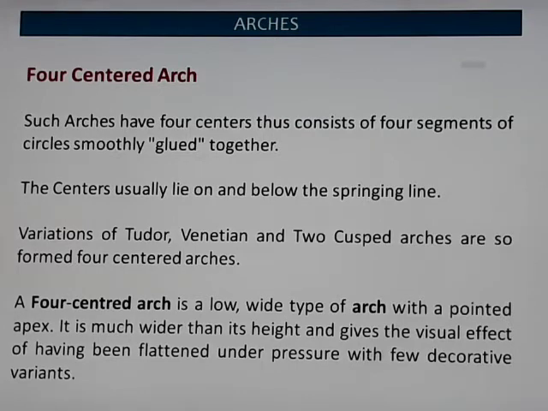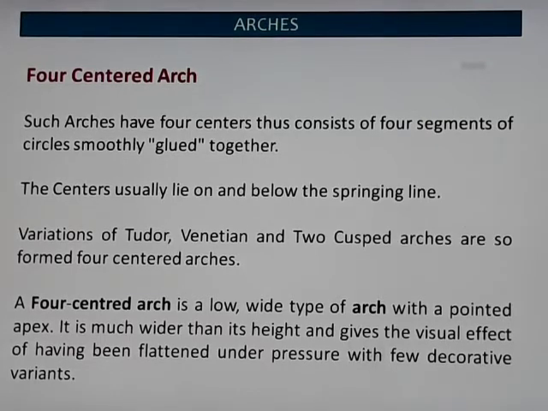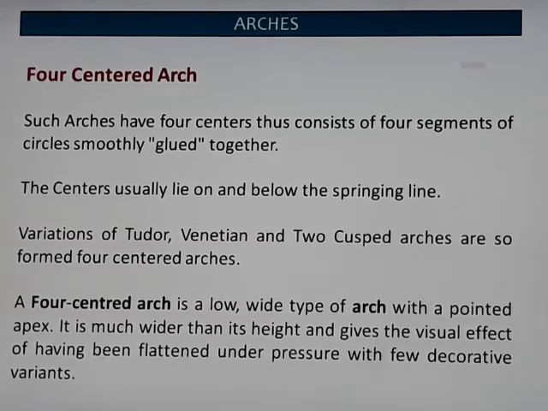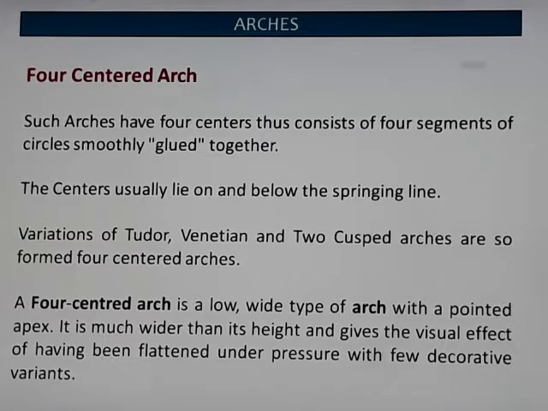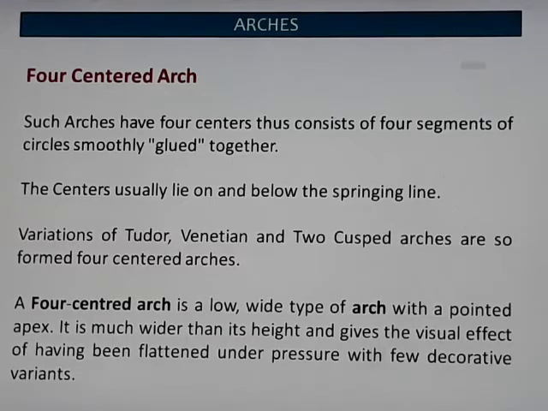Four-centered arch. As the name suggests, such arches have four centers, meaning they consist of four segments of circles smoothly brought together. These centers usually lie either on the springing line or on and below the springing line. The variations are Tudor, Venetian and two-cusped.